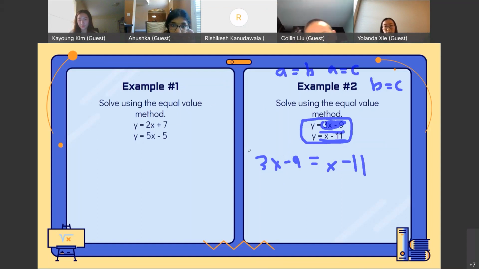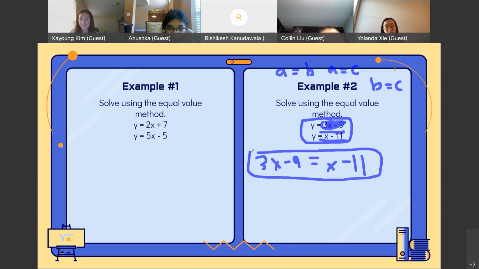So you're solving this equation. Remember, try to isolate x on one side and then put all the numbers on the other side. Okay, so could I subtract 3x by the 1x? Yes, that's good. Okay, so then 2x minus 9 equals negative 11? Yep.